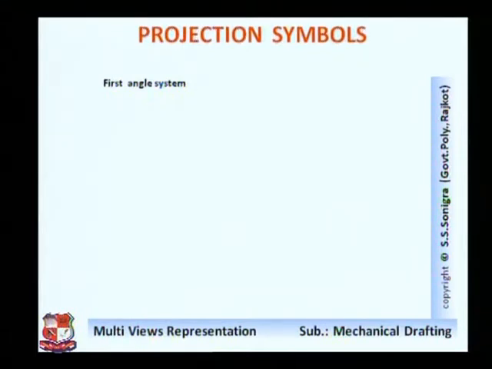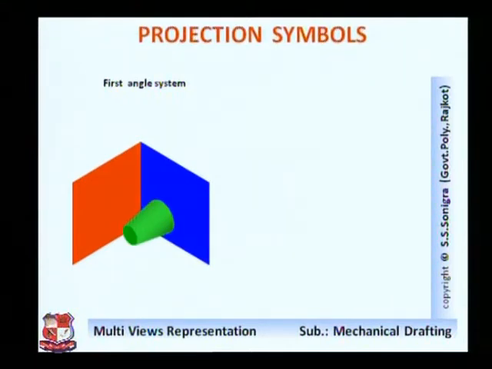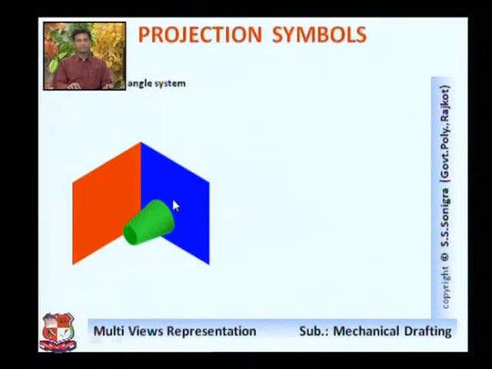Now about projection symbols, how to draw the symbol of this system. For that, let me assume a frustum of a cone which is lying in the first quadrant. Frustum means a cone which is cut parallel to its base, so the apex is removed. That is called a frustum. A frustum is specified by two diameters, a smaller diameter and a bigger diameter, and both ends, the smaller circular face and the bigger circular face, are joined with slant edges.